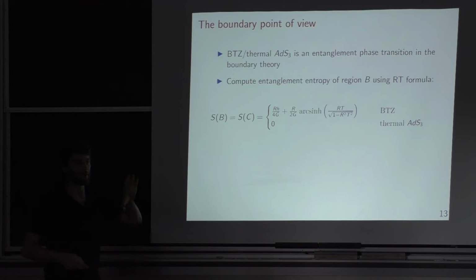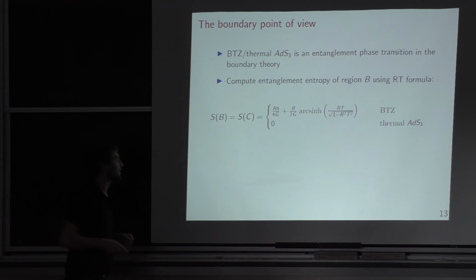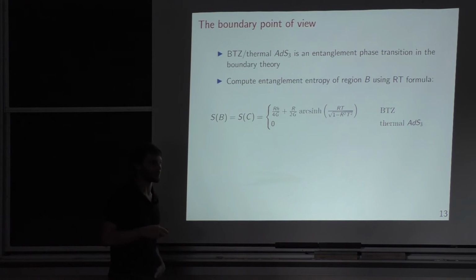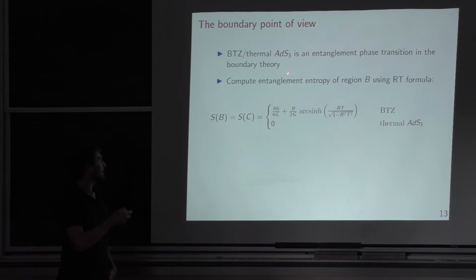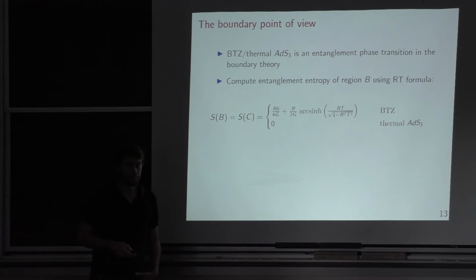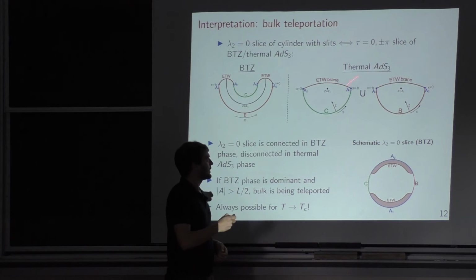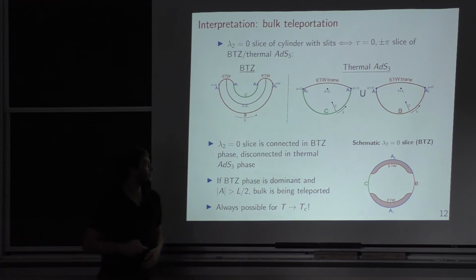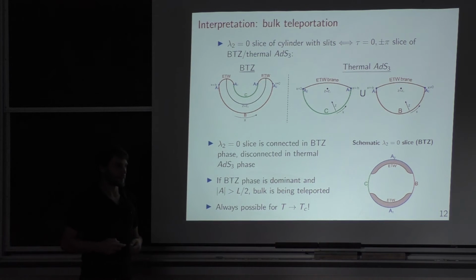I have a plot of the RT surfaces as a backup slide if anyone is interested in seeing how they look. But roughly, the idea is that in the BTZ phase, you have a non-vanishing entanglement entropy with an extensive piece depending on the size of the measured region, and an intensive piece, which is clearly boundary entropy. And the other case is in the thermal AdS3 phase, you just have 0 because essentially in this slice, the RT surface for B is just the empty set.